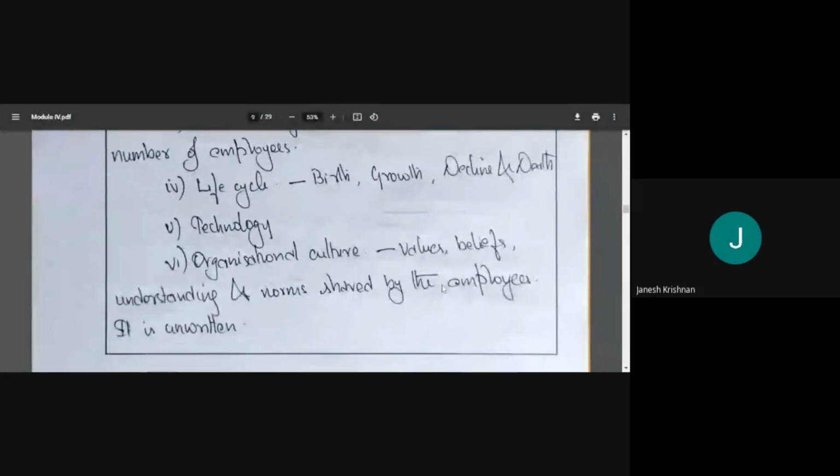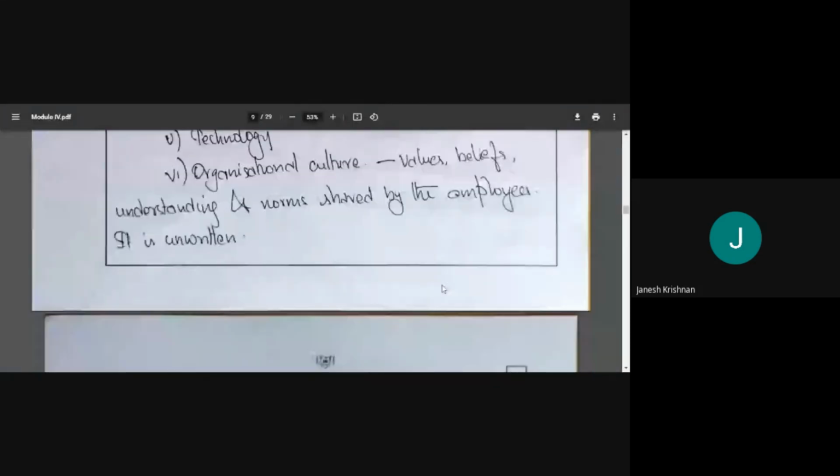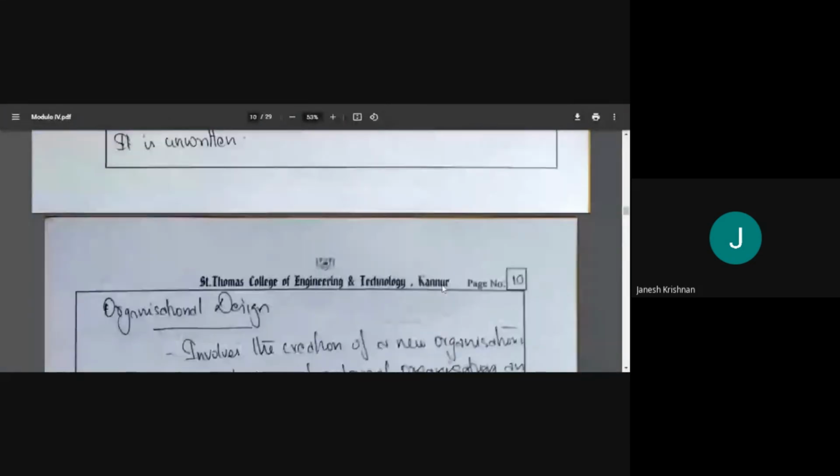Then organization culture. Culture means values, beliefs, and everything for employees. It's an unwritten thing. So the culture will also have an effect on the structure. What is the culture of the people, the culture of the employees over there?